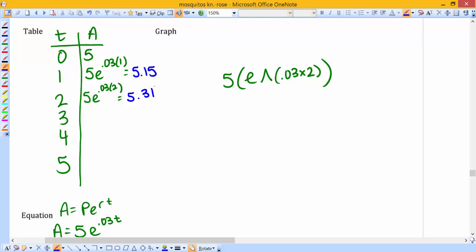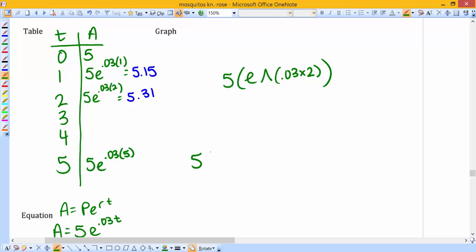So it's growing a little bit. Keeps growing a little bit and a little bit and a little bit. I'm going to let you guys plot these on your own. So you guys can do 3 and 4. Now I get to 5. So this is going to be 0.03 times 5.